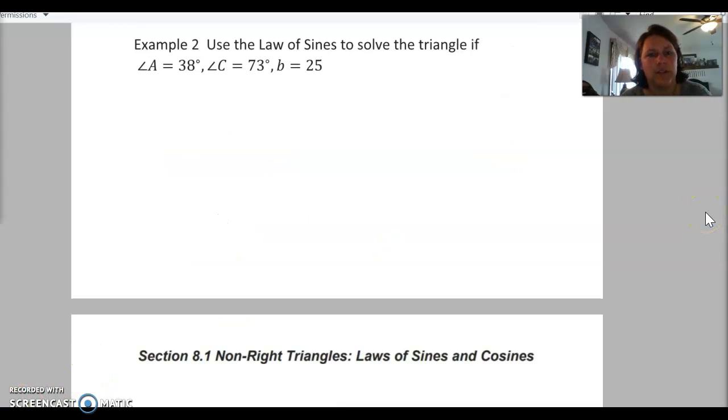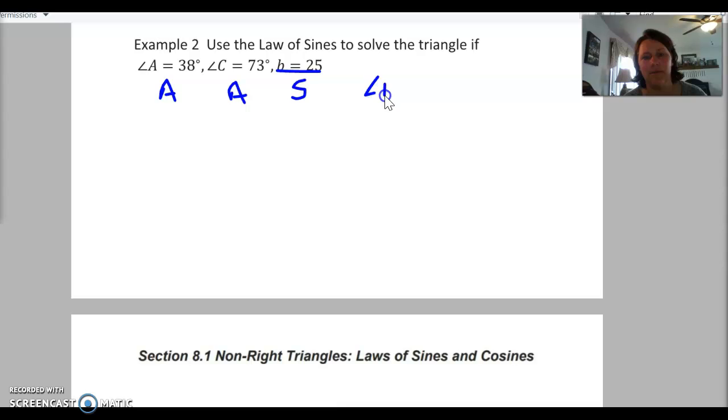Alright, so example number 2, we have: use the law of sines to solve the triangle for angle A equals 38 degrees, angle C equals 73 degrees, and side B equals 25. So we are given angles and a side, but also notice that none of them are directly across from each other. So I don't have any paired sides, an angle paired with a side. So I have angle A, angle C, and side B.